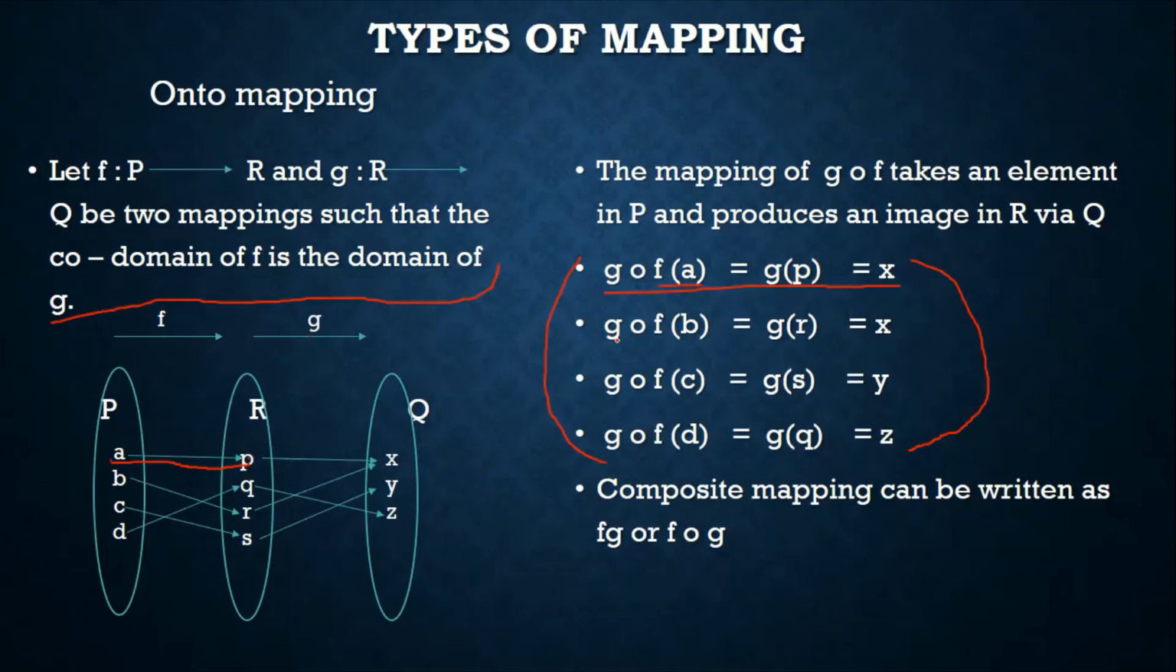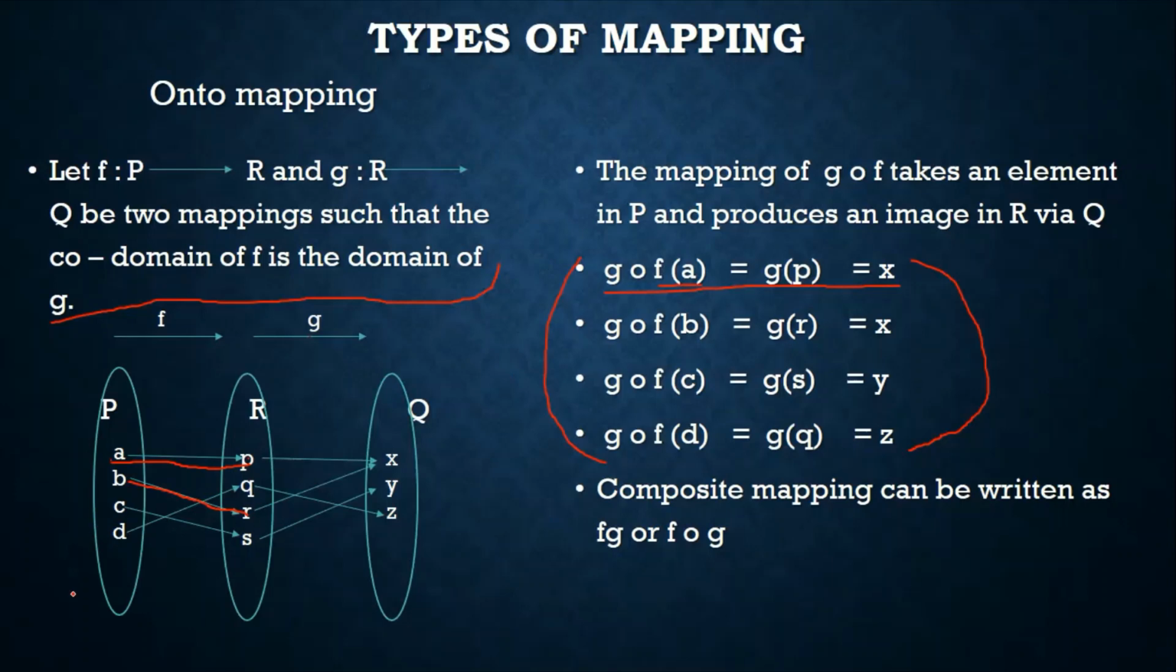Do we understand? Okay. G of f of b, from what we have here, will be giving us r. Do we see that? It's giving us r, right? And g of r will still give us x. F of c, if we look at our diagram, will be giving us s, and g of s will be giving us y. Is that okay? Now f of d will be giving us q, and g of q will be giving us z. So I'll explain this better in part 3 of mapping and functions.